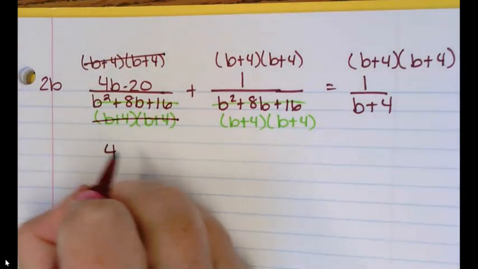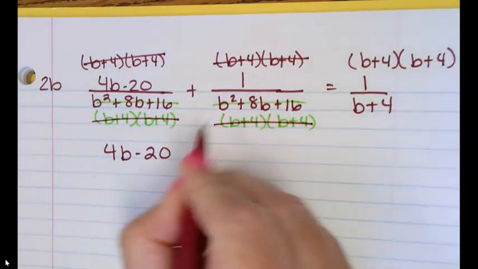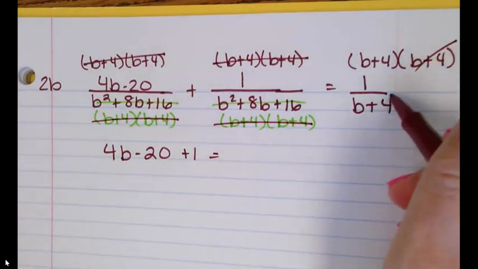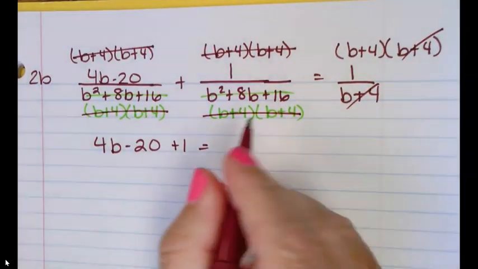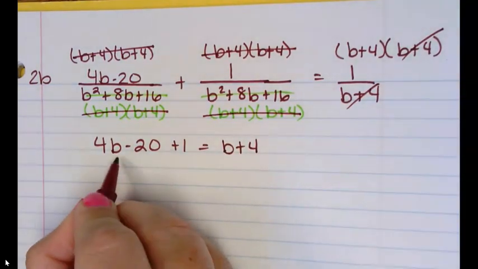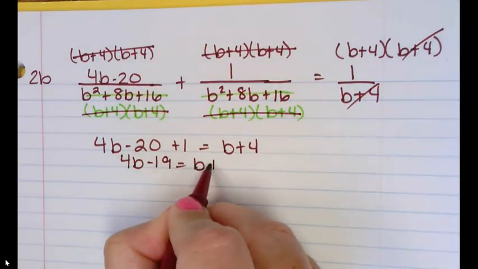So we're left with 4b minus 20. Again, same situation, plus 1. Now notice here, only one of my b plus 4's cancel out. So this is just going to be b plus 4. Collect like terms on this side, we get 4b minus 19 equals b plus 4.